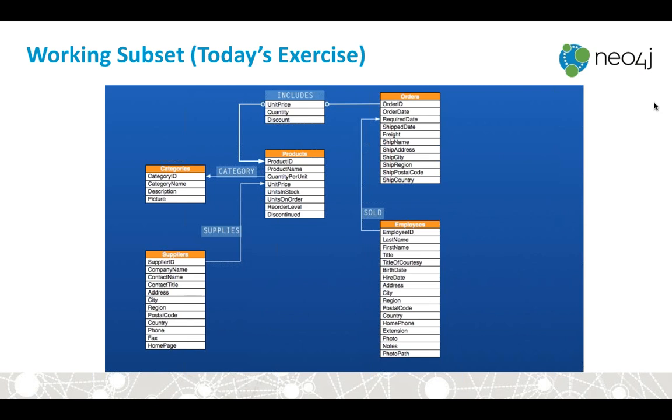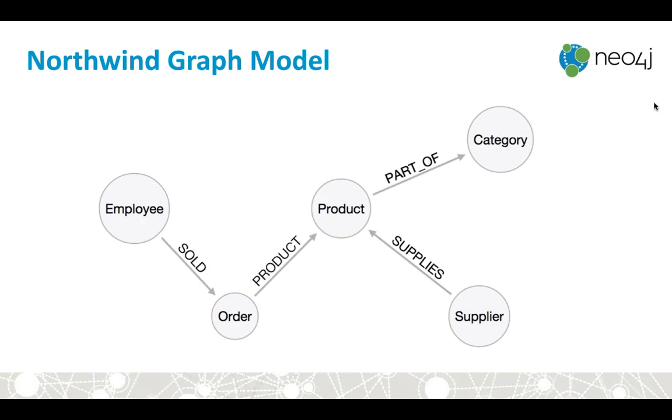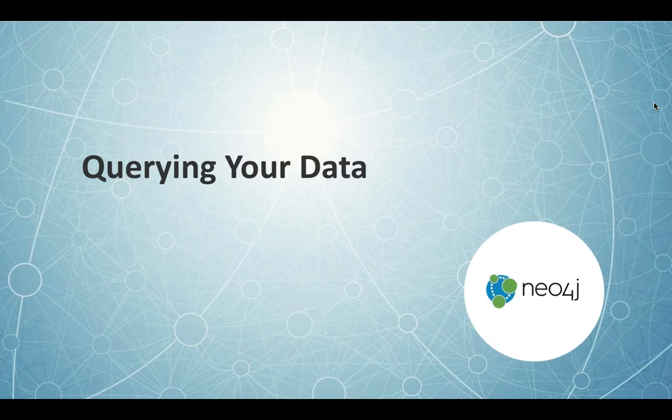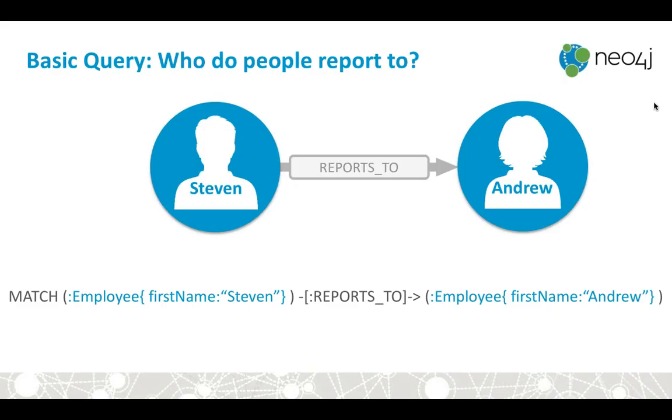So here's the subset of data that we're going to be working with today. And I promise we're going to get a little bit back out of the technical detail here shortly and show you some actual queries and the power of graph queries on this type of data. So here's how we're modeling it: an employee sold an order. An order contained a product. Notice I didn't really name that relationship that well, but if I were to rename it, it would say the order contained a product. The product is part of a particular category, and the supplier supplied a product. So now we've modeled our graph database. We want to show you how easy it is to query this type of data.